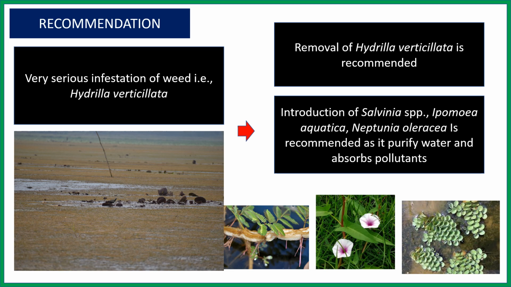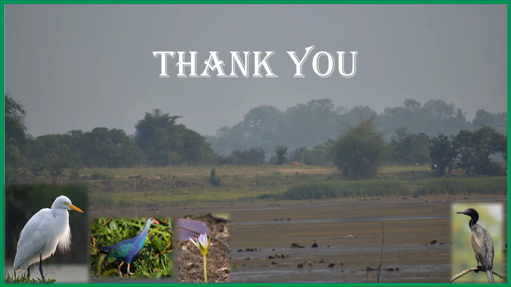So it is recommended that Hydrilla verticillata is removed, and such ecologically friendly plant species are introduced in such places, so we can save the lake from degradation. So that is something about the largest freshwater lake of Odisha, that is Ansupa Lake.